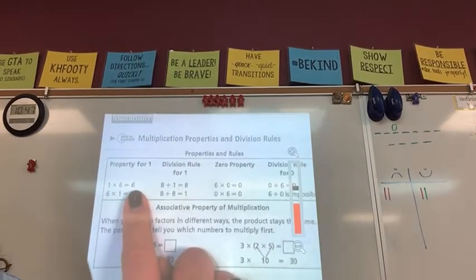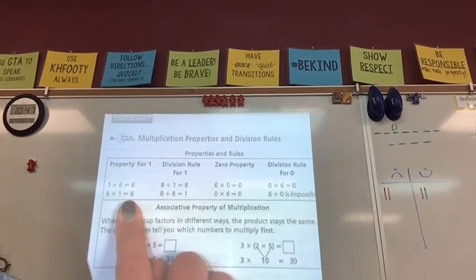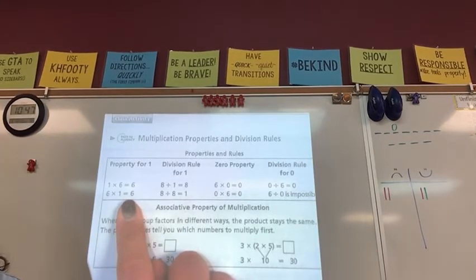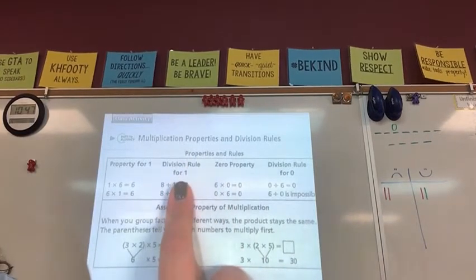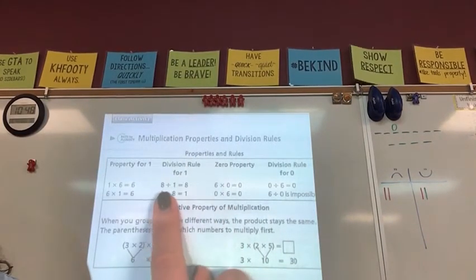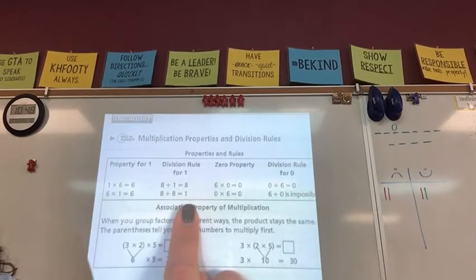1 times 6 equals 6. 6 times 1 equals 6. The division rule for 1: 8 divided by 1 equals 8. 8 divided by 8 equals 1.